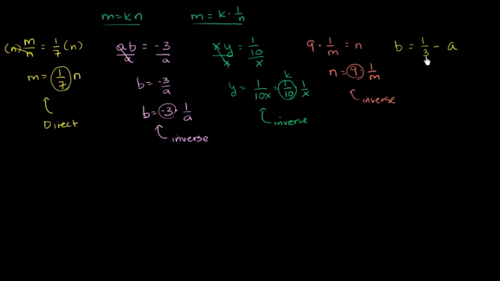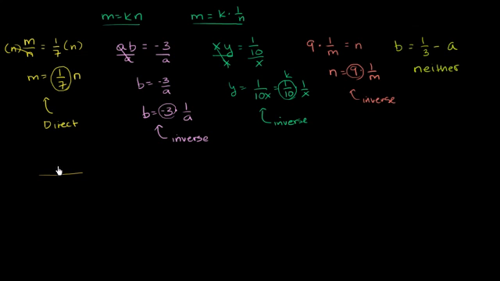Then b would vary directly with a. But in this case, we have 1/3 minus a. And you say, hey, maybe they're opposites or whatever. And it actually turns out that this is neither. And to make that point 100% clear, let's look at two of these examples.